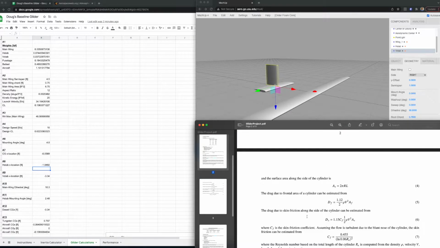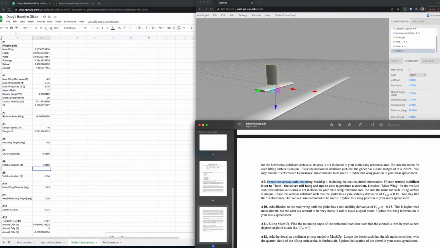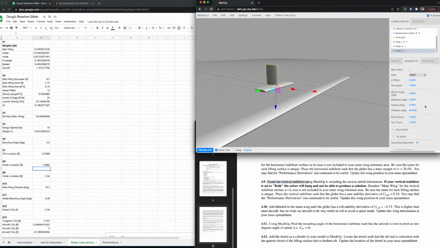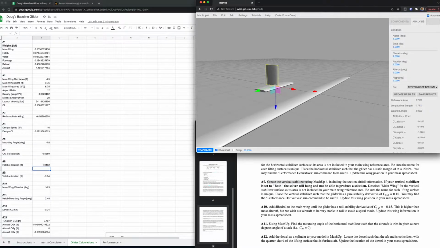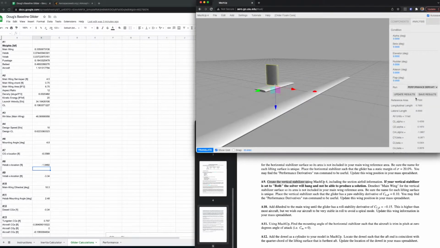So now we've got the geometry in there, and it asks us to place this. Let's see, A9: deselect the main wing. We did that. Be sure the name is unique. Okay, place the vertical stabilizer such that the glider has a yaw stability derivative, Cn beta, of 0.1. So again, I'm going to come to analysis, performance derivatives, update results, and double check that my reference area has not changed. That reference area is still 6.75, so that's good. That's the area of the main wing. And then Cn beta right here needs to be 0.1.